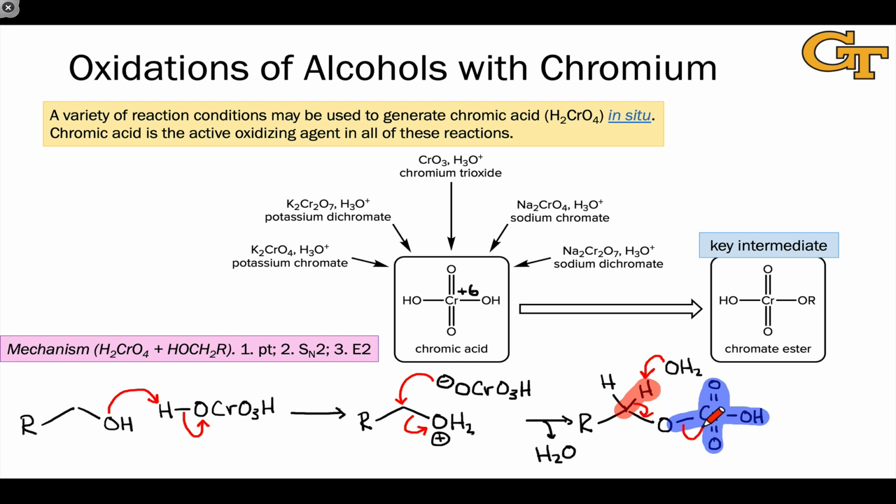and the CrO3H fragment. This gives an aldehyde product, which is naturally oxidized with respect to the alcohol we started with. And this is the first stage of oxidation by chromium reagent.